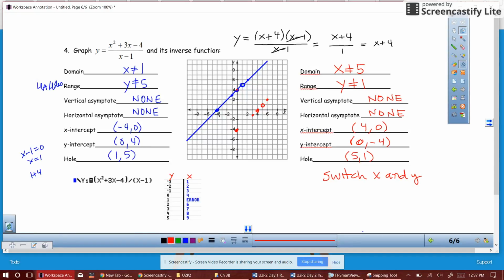Again, I'm going to use my solid line to connect it because it's just simply a line with a hole in it. I'm not happy with that one. Let's fix that, make it prettier. And then we'll come and do this side.